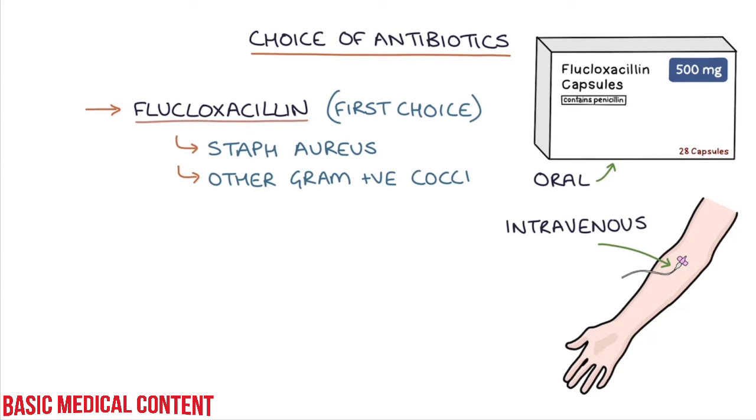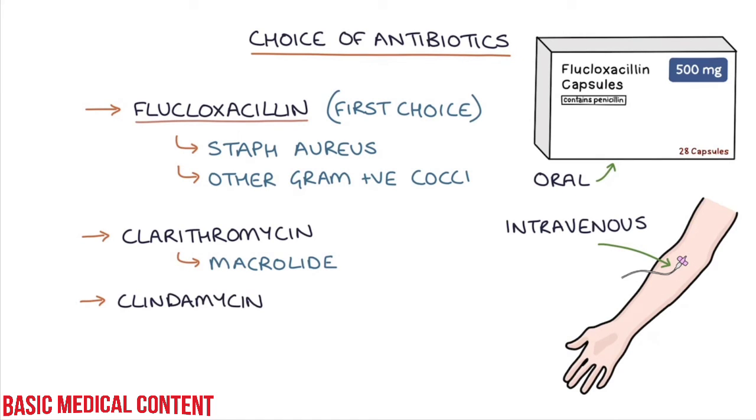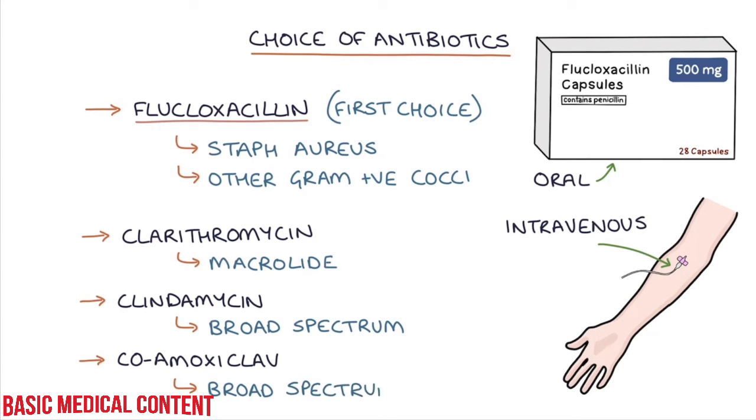Alternatives to flucloxacillin are things like clarithromycin, which is a macrolide and can be used in penicillin allergy. Clindamycin is also very effective and has quite a broad spectrum of antibiotic coverage. And co-amoxiclav can also be used and has a broader spectrum of bacterial coverage. But remember, it's penicillin based, so it can't be used in patients with penicillin allergy.